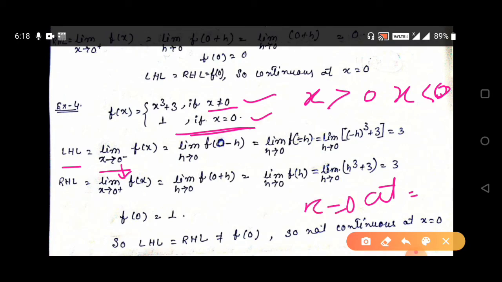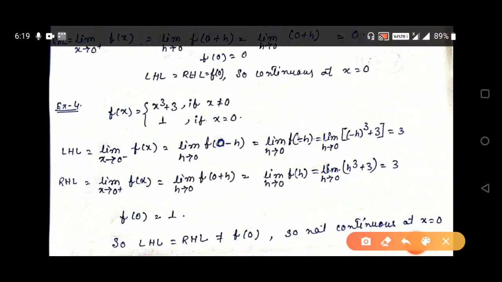Suppose the question is given that we have to find the discontinuity at x equal to, suppose, 5, then here you have to write x tends to 5 negative. In the right hand limit you have to write x tends to 5 positive. So this 0 will change accordingly to what is given in your question. Now the left hand limit, the process I have discussed earlier in example 3.